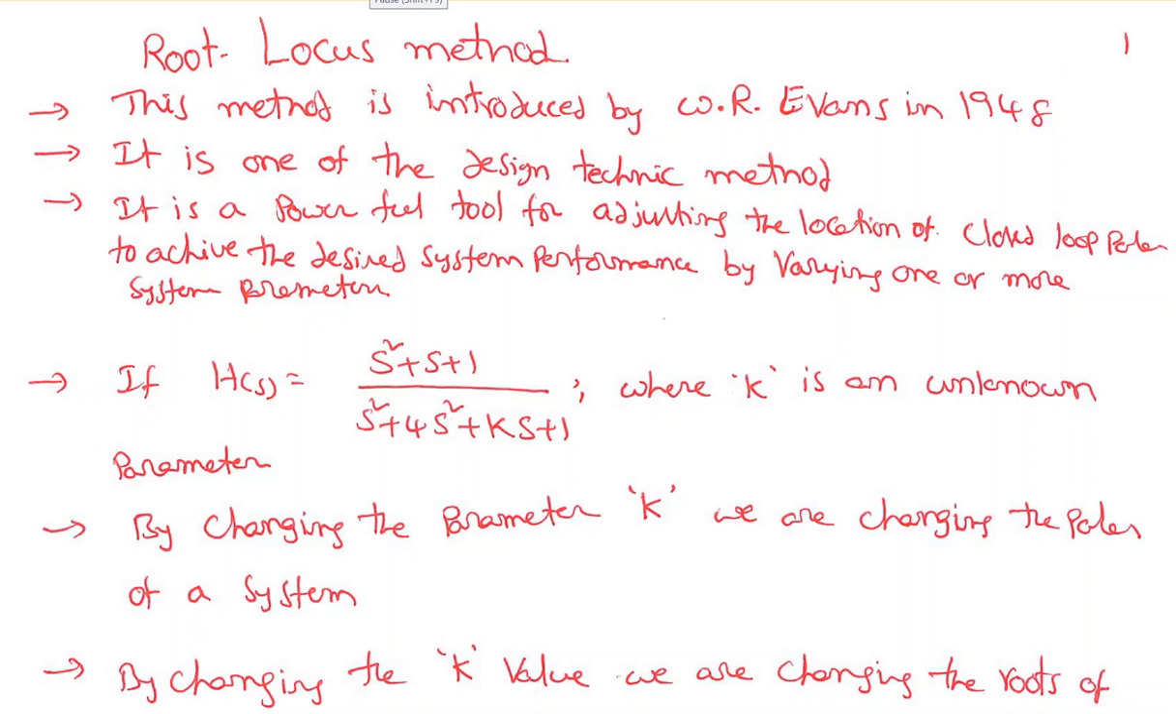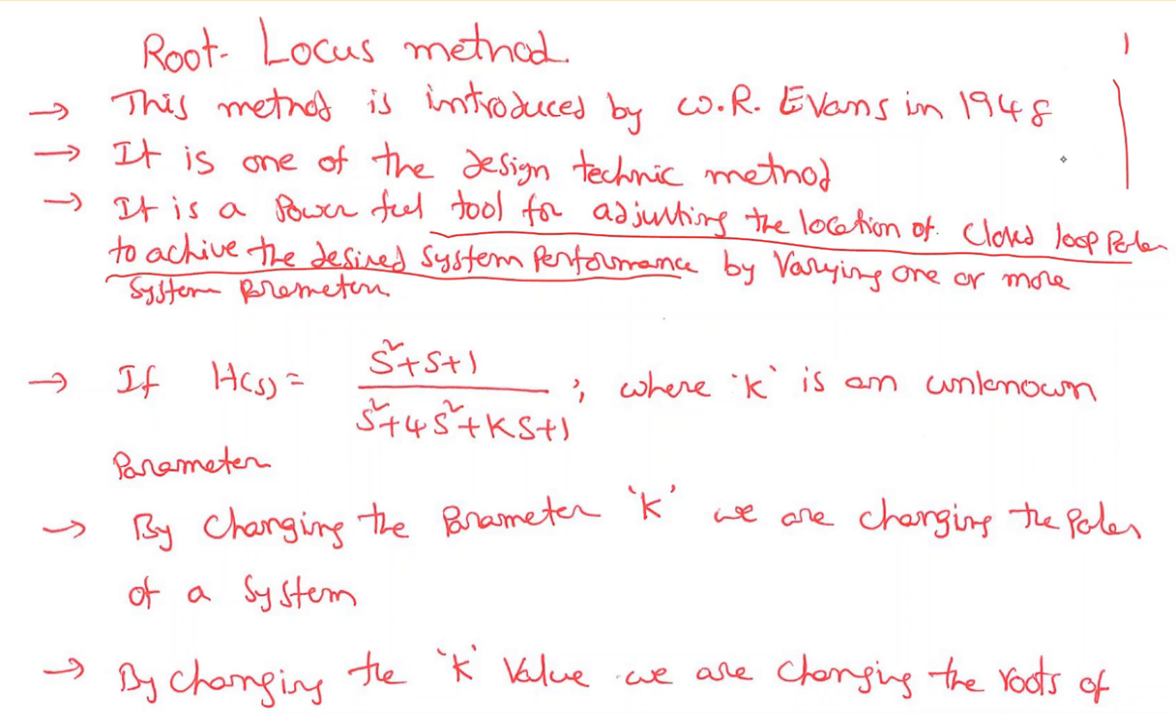The next topic I'm going to talk about is the root locus method. Root locus is a powerful tool for adjusting the location of a closed loop pole to achieve the desired system performance. It tells us where to put the poles, or which point to keep the poles at to give you the best performance.